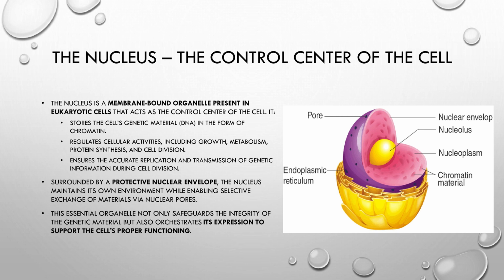It is surrounded by a protective nuclear envelope, and the nucleus maintains its own environment while enabling selective exchange of material via nuclear pores, and it passes the genetic material into the cytoplasm for further protein synthesis. This essential organelle not only safeguards the integrity of genetic material but also orchestrates its expression to support the cell's proper functioning.